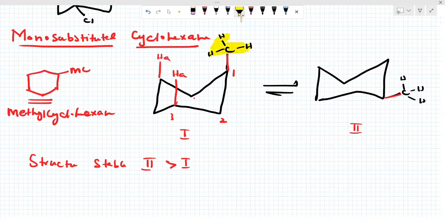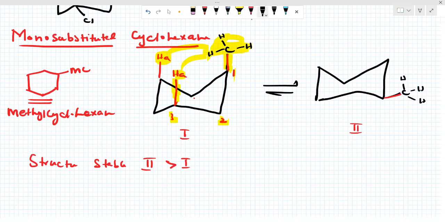Now, this methyl group is going to interact with this hydrogen, because both are very near to the methyl group. Therefore, this axial hydrogen is going to interact with this methyl group. That is called steric hindrance. Similarly, this axial hydrogen is going to interact with this methyl group. This is 1, this is 2, this is 3. But this methyl group is also axial. Therefore, this is a 1,3-diaxial interaction. Please note, very, very important.